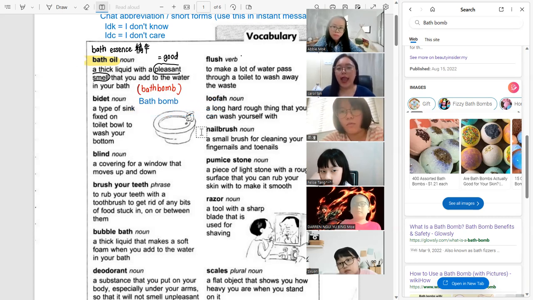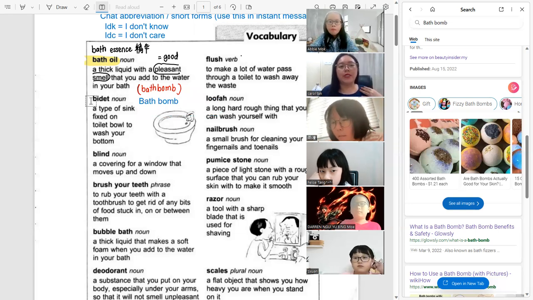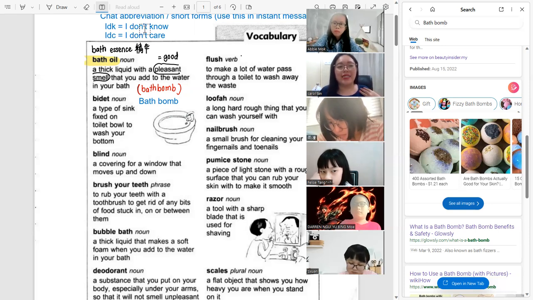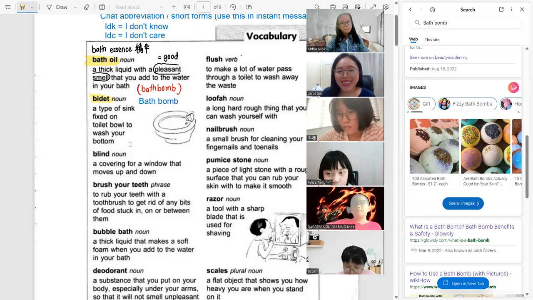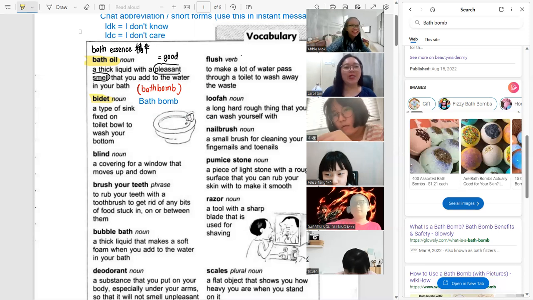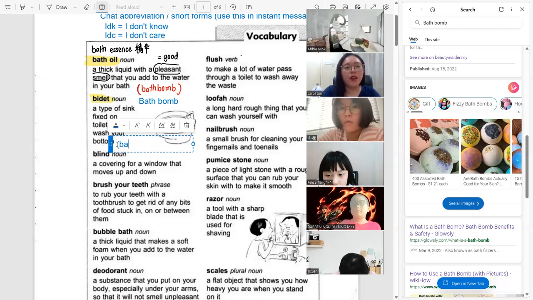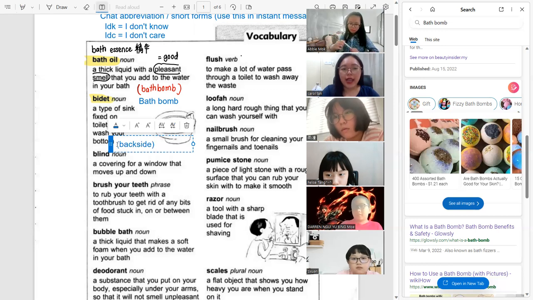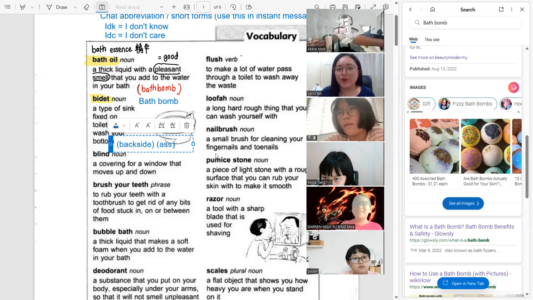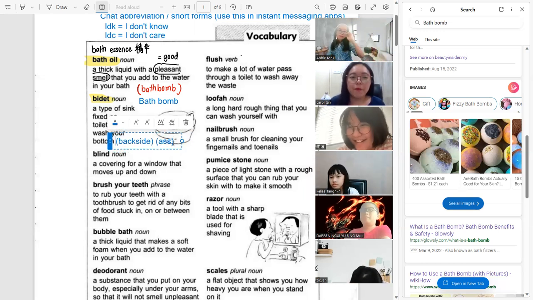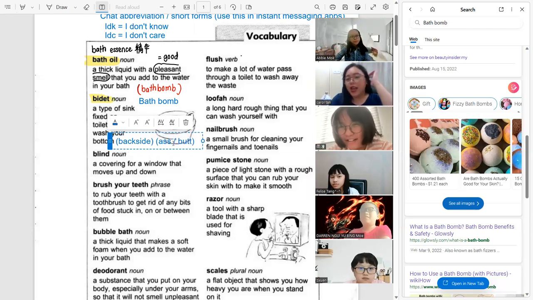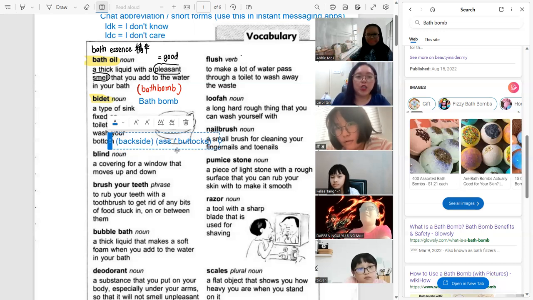And another one. Try to read. What is this? Bidet. So what is a bidet? A bidet is a type of sink on the toilet bowl to wash your bottom. Everybody can write: wash your bottom is like wash your backside. If you want to use a very rude word, it's called ass, but you don't use the word ass, it's very rude. Sometimes I use B-U-T-T, butt, which actually comes from the word buttocks. To wash your buttocks.